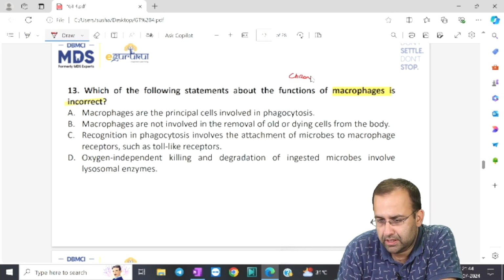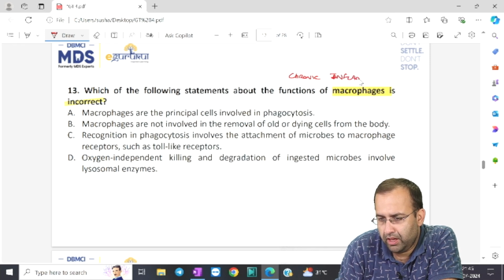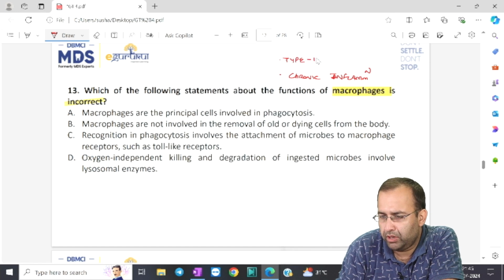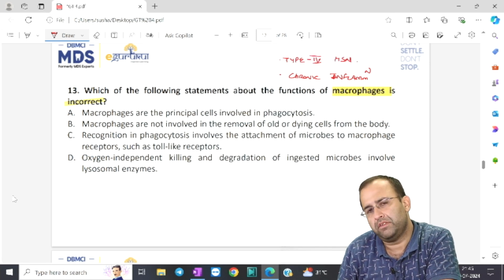Macrophages. Let us see what do we know about it. They are the main cells of chronic inflammation. If they are the main cell of chronic inflammation, they are associated with type 4 hypersensitivity, that is the cell mediated or the delayed type of hypersensitivity.